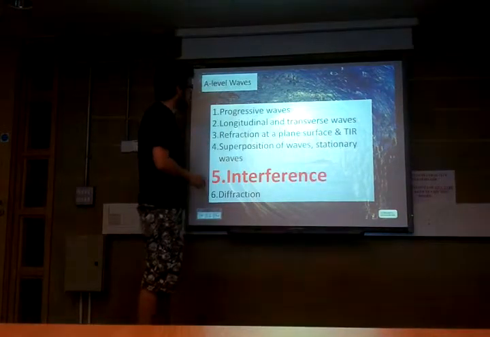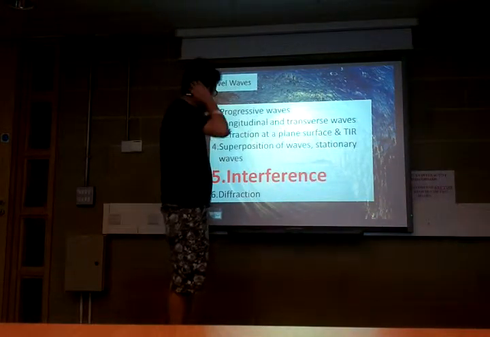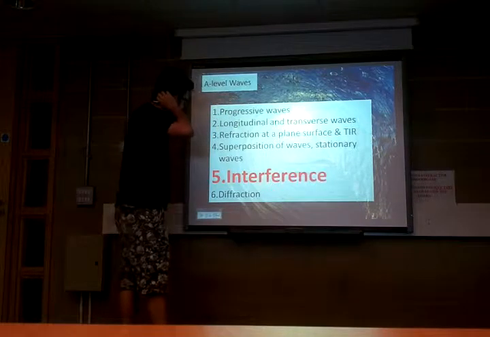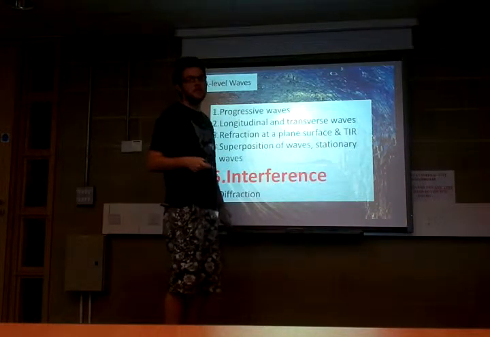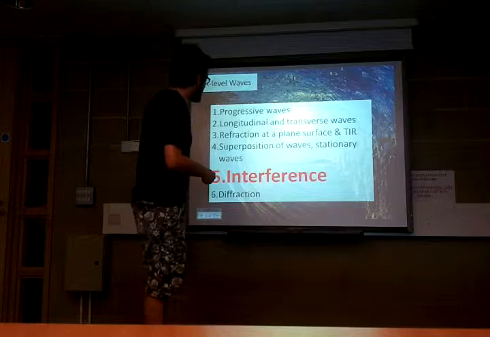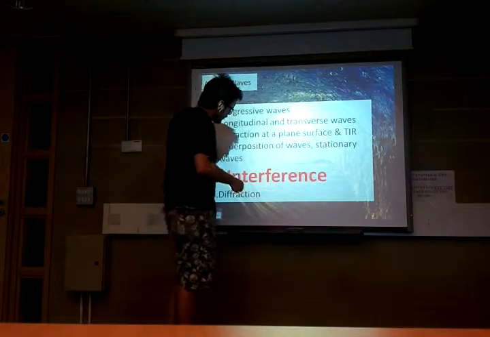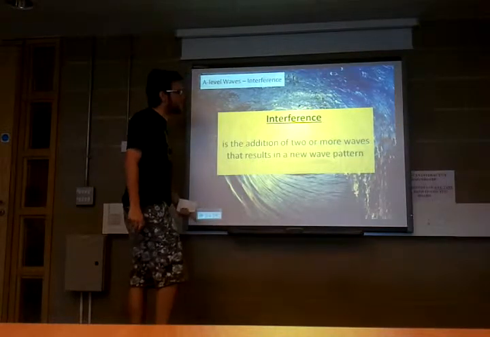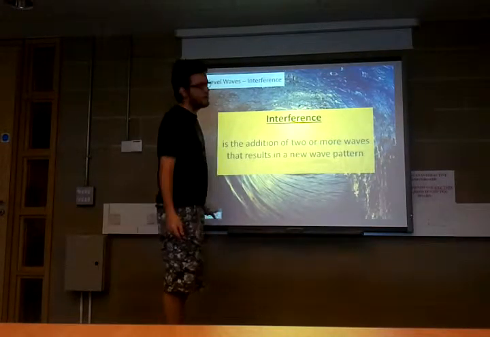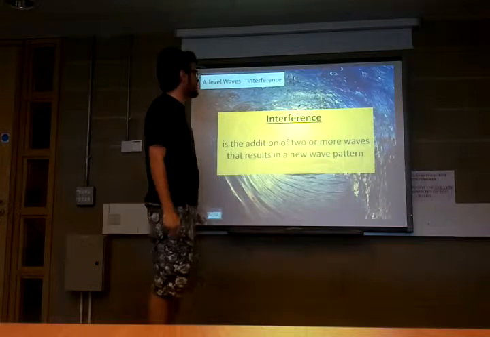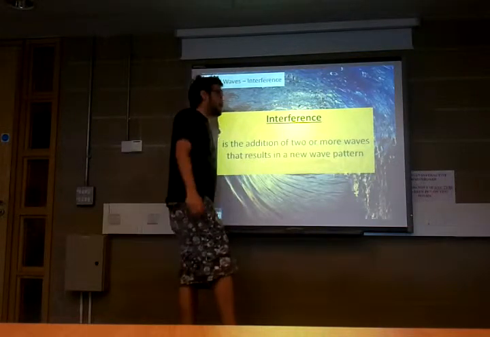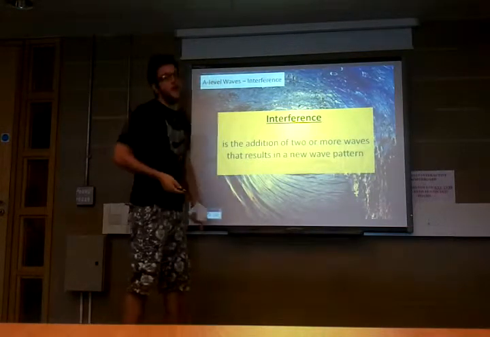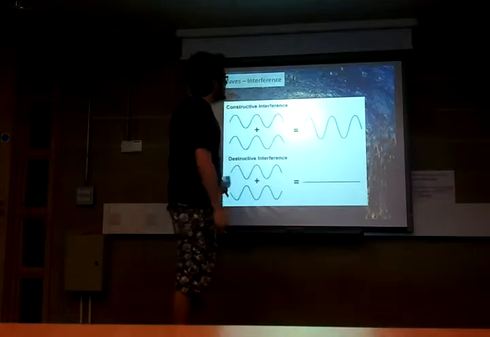In our last lesson we were looking at superposition of waves and stationary waves, and today we're going to continue a theme from there, where we were talking about constructive and destructive interference. We're actually going to be focusing on interference for today's topic. Interference is the addition of two or more waves that results in a new wave pattern. It's the interaction between multiple waves, and what that resultant wave then looks like.